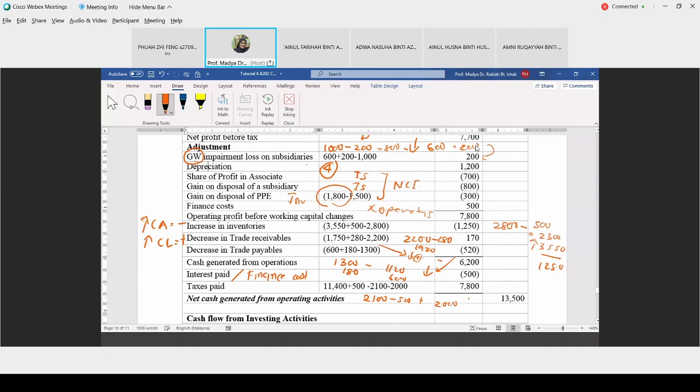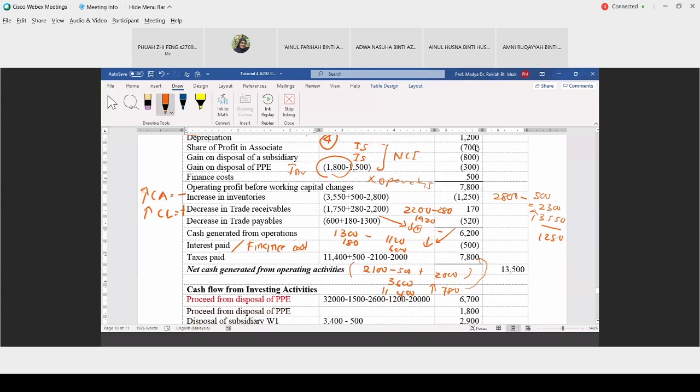So for 100, you're going to have 3,600 here, and we compare that with 11,400. So there is an increase by 7,800. A 7,800 increase means that you make a payment here. So the cash generated from operating activity is 13,500.